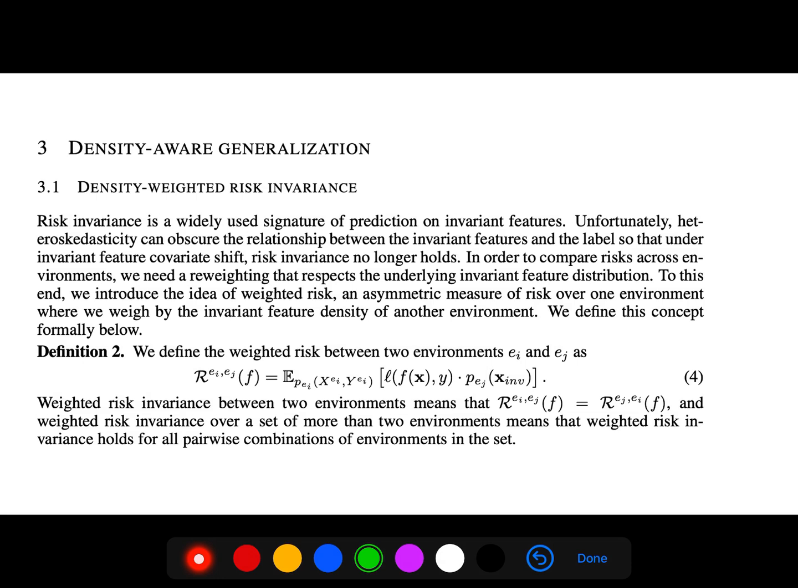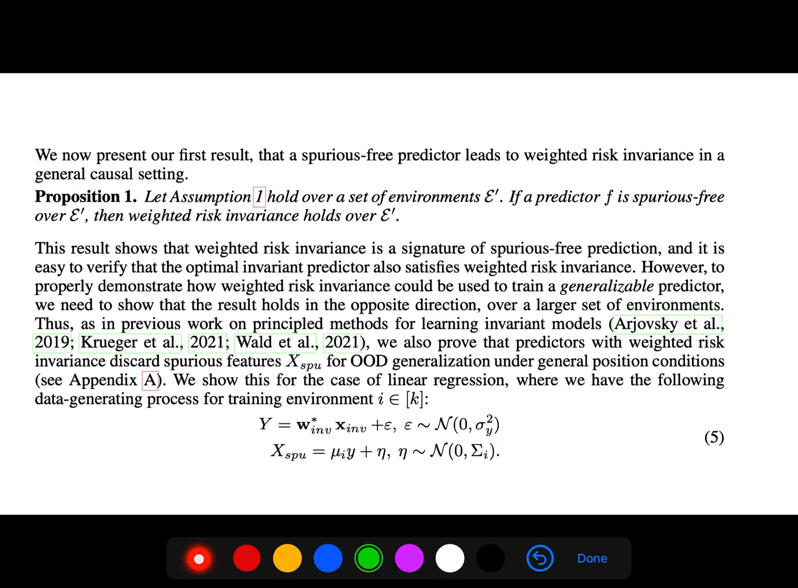Then we define a weighted risk. This is a weighted risk between two environments. So weighted risk invariance between two environments means that their risks are equal, and weighted risk invariance over a set of more than two environments means that the weighted risk invariance holds for all pairwise combinations of environments in the set. So if a predictor is a spurious phi, then weighted risk invariance holds over epsilon for E prime.